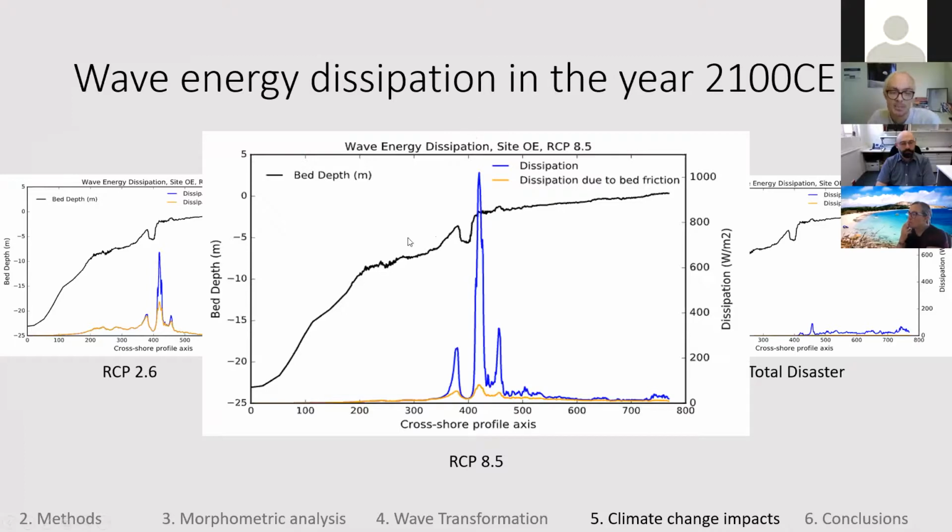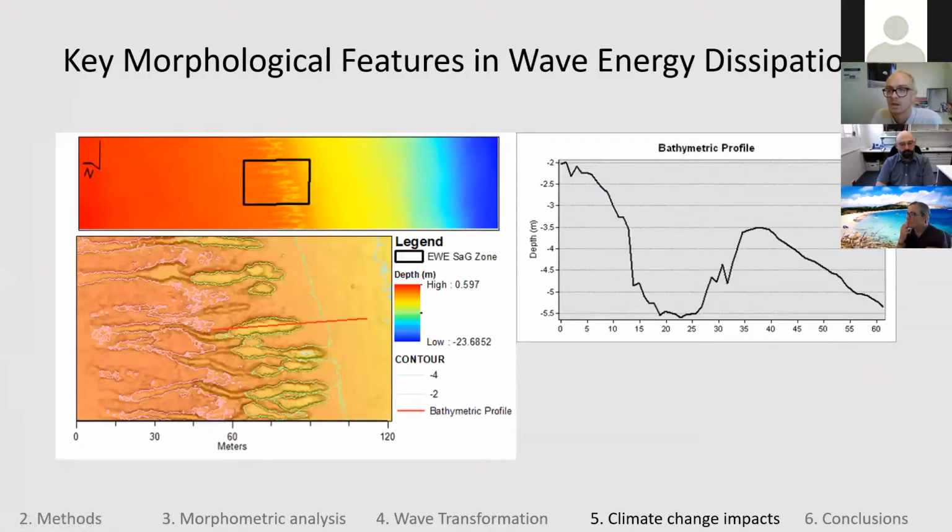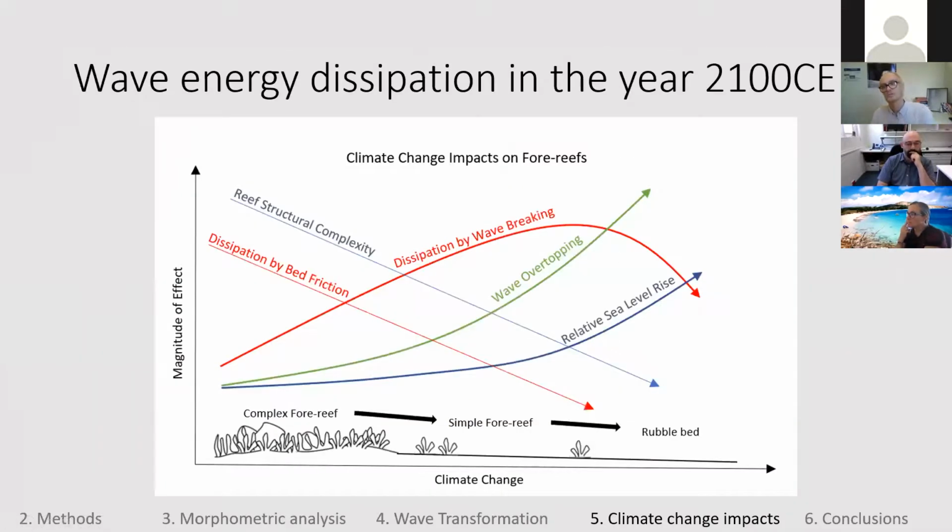And that's brought about by this morphological feature here, the steep bathymetric incline, which induces wave breaking. So this feature is due to the sinuosity of the spurs and grooves. None of the grooves are straight, and as they bend, they create these steep bathymetric inclines shown here, which induces wave breaking.